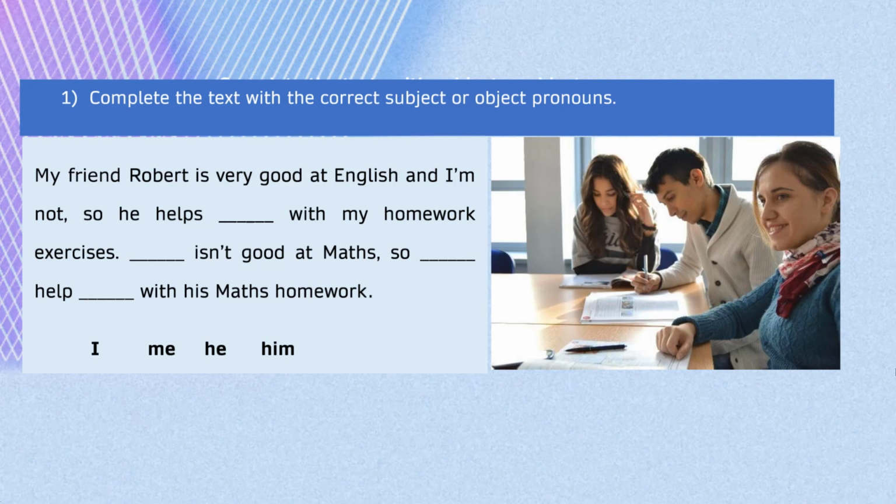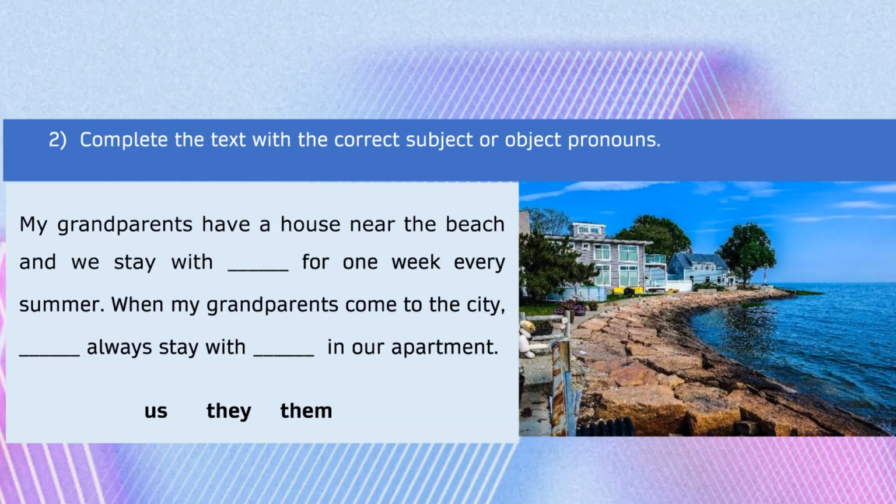Let's check. My friend Robert is very good at English and I am not, so he helps me with my homework exercises. He isn't good at maths, so I help him with his maths homework. Alright, now let's go to the next exercise. 10 seconds.